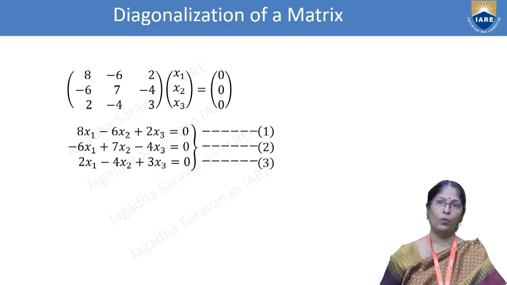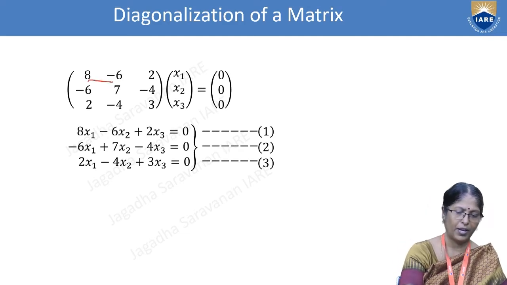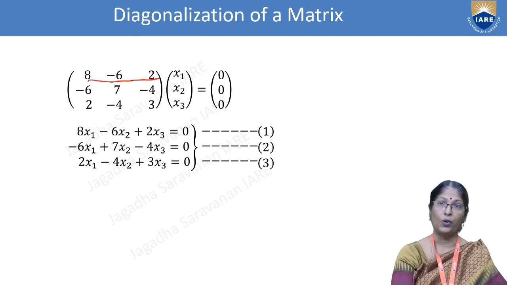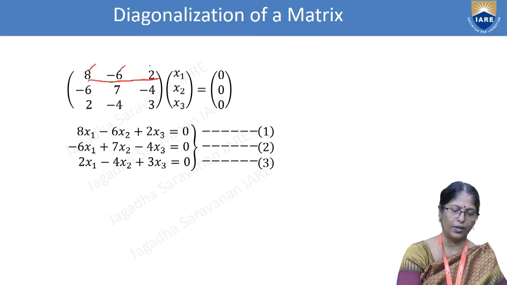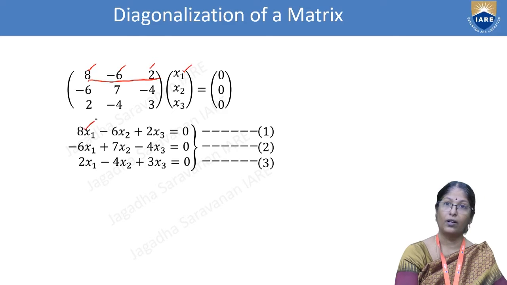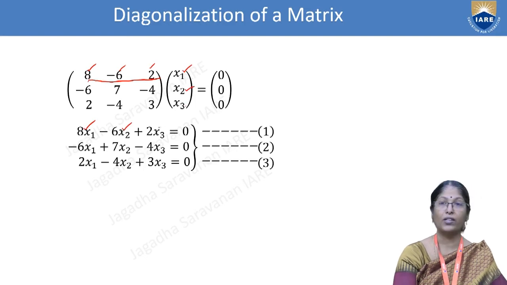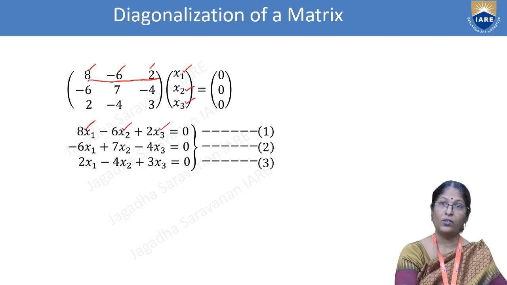Yes. Now the multiplication we have to do. The simple way of the multiplication, we have to take the first matrix row. That is 8, minus 6, 2 is there. 8 into x1. Yes, we got it. Minus 6 into x2, minus 6x2. 2 into x3, plus 2x3. So we have taken the first matrix, first row, finished the column.